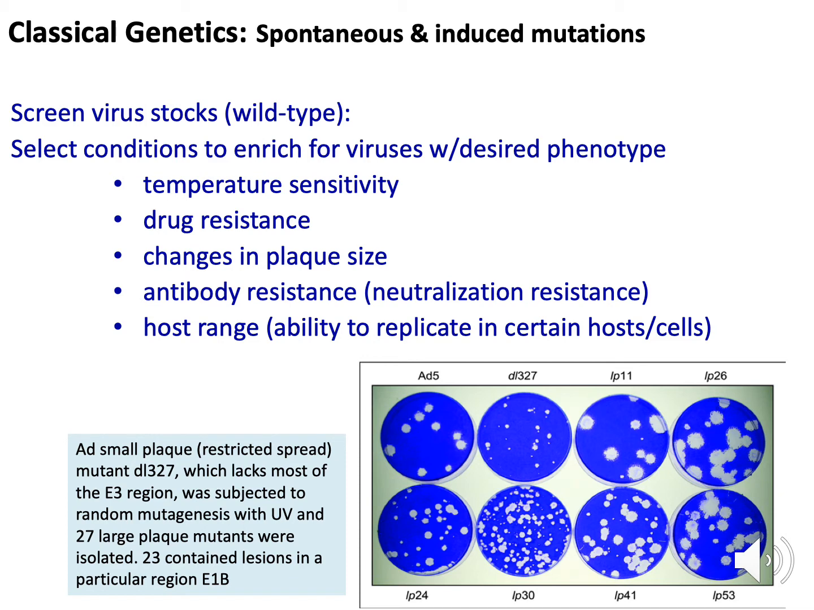And then that virus was subjected to random mutagenesis with ultraviolet light, and then 27 large plaque mutants were isolated, and the vast majority of them had lesions in a particular gene and in a particular region of that gene. And so this is how you can use viral genetics, classical genetics, to understand what about the viral protein E1B? How does that play a role in spread?